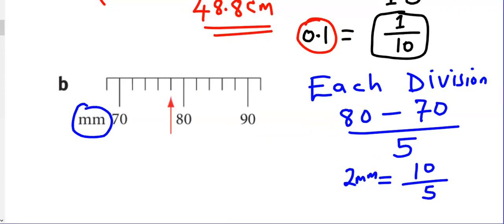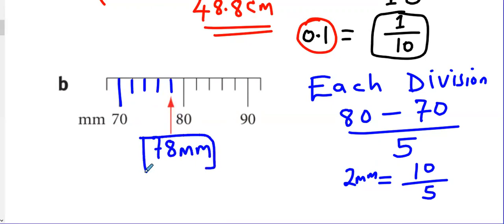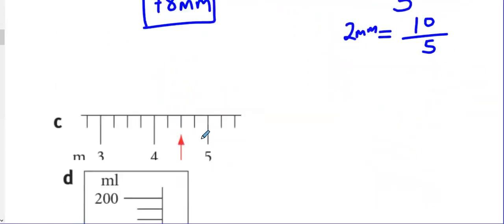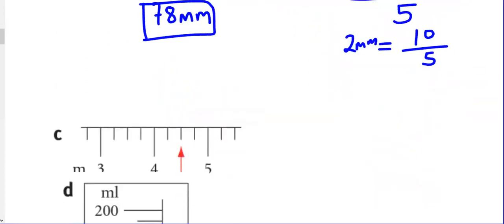Now, once I know how much each division represents, I can go back and read which value this arrow is pointing to. This is 70, each line equals 2 millimeters. So this is 70, this will be 72, 74, 76, 78. Let me check again: 70, 72, 74, 76, 78. So you write 78 millimeters. This is your answer. Right, so let us continue with question C.